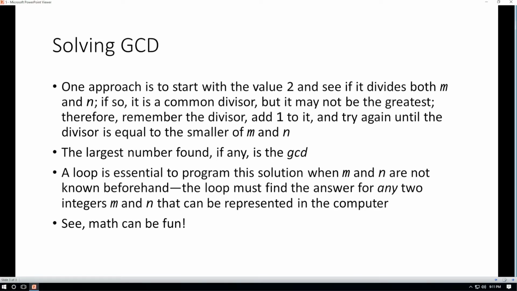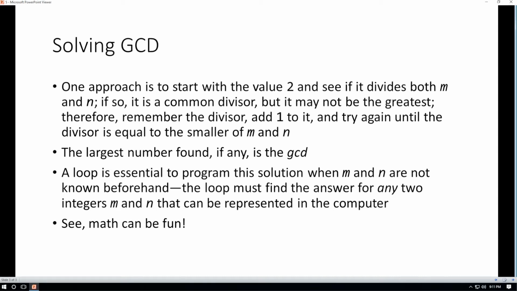Once the divisor becomes equal to the smaller of m and n, we can terminate the loop because the divisor couldn't possibly be any higher. Someone may wonder, shouldn't we stop sooner? Well, no, we want to stop with the smallest because it's possible that the second number is also evenly divided by the first. For example, greatest common divisor of 5 and 20 is 5 itself, and that would be one of the numbers.